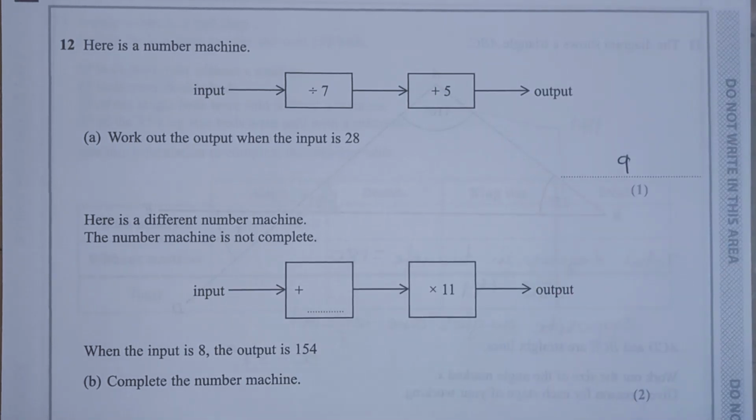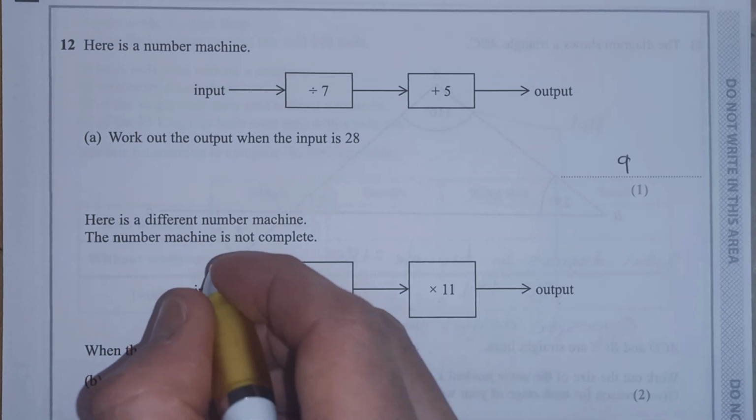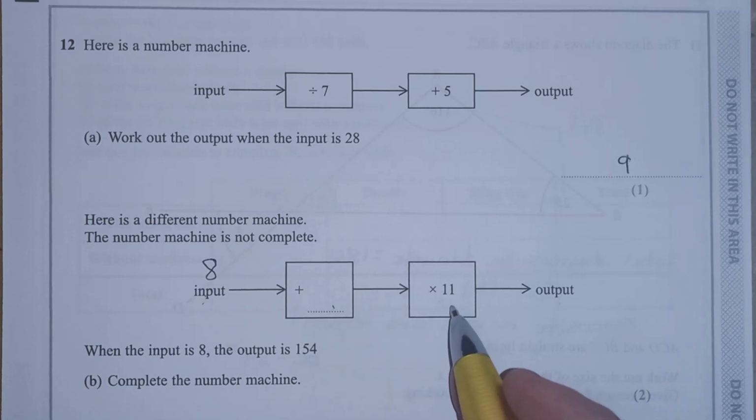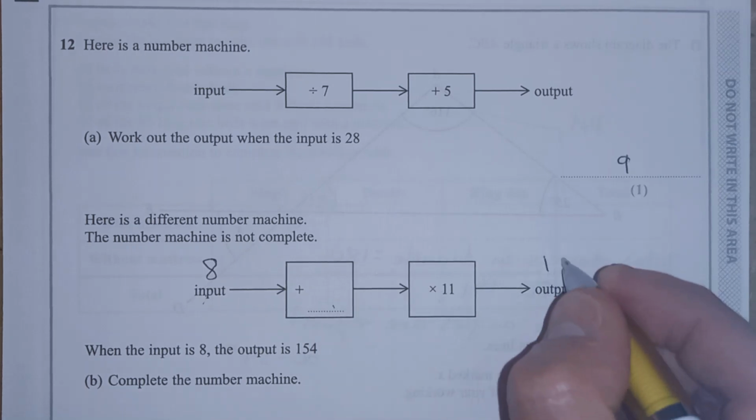Okay, here's a different number machine. The number machine is not complete. So you've got your input, you add something, multiply it by 11, and get your output. When the input is 8, the output is 154. Complete the number machine. So we start with 8, we add something, multiply by 11, and get 154.